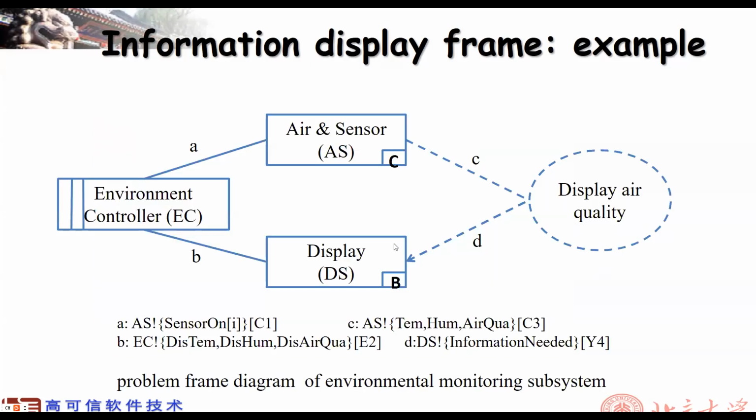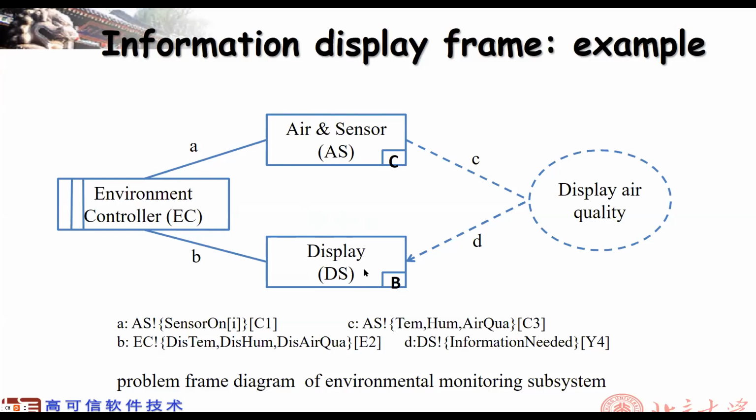Anything we want will be displayed here. To draw a problem diagram, it's like this. Sorry, it's not a controller, it's a monitor, an environment monitor. This monitor monitors the air through sensors and displays it. We can display the air quality, the temperature, the humidity. On this problem diagram, this is the real world, and this is the display.